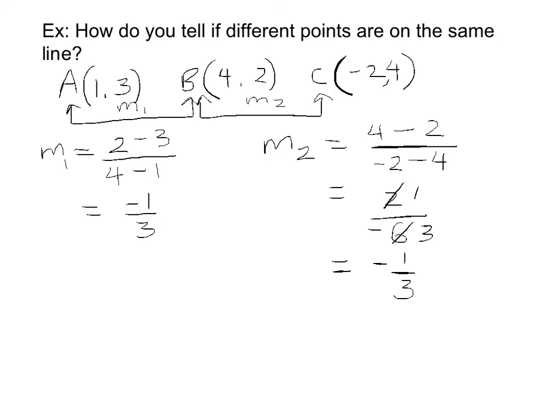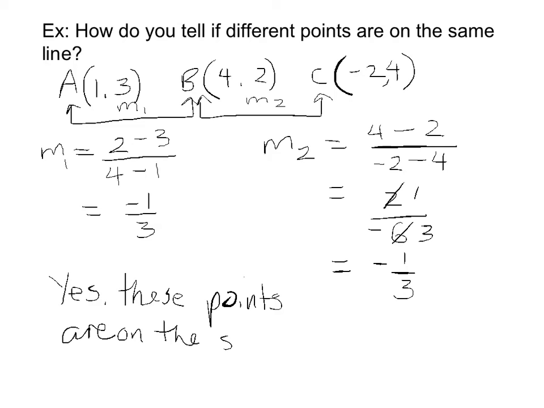Because they have that point B in common, we can say yes, these points are on the same line. Oh, so that's kind of nice, isn't it? Points are on the same line. You can even go one step further and find the slope between points A and C, but again, I think you'll find that they have the same slope of negative 1/3.